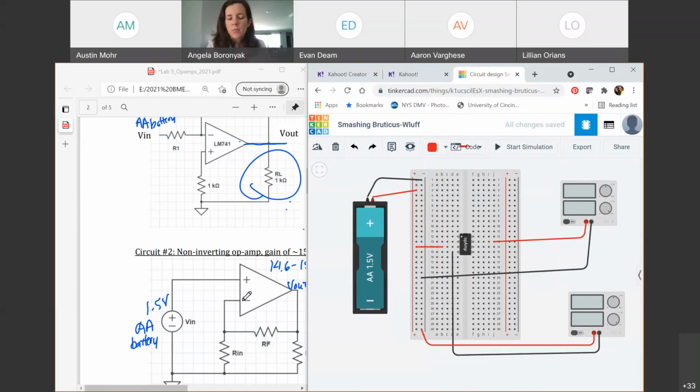Now what do I want to attach to my inverting input? You tell me. What do I need attached to this inverting input? That inverting input is this pin. He's pin 2. Anywhere in this row. So what gets attached to my inverting input here?